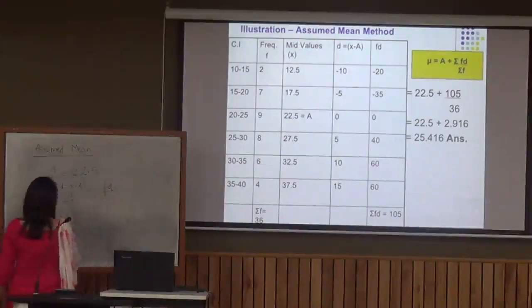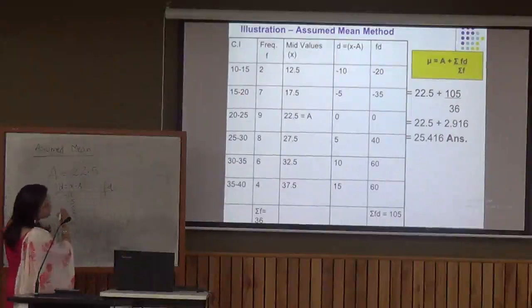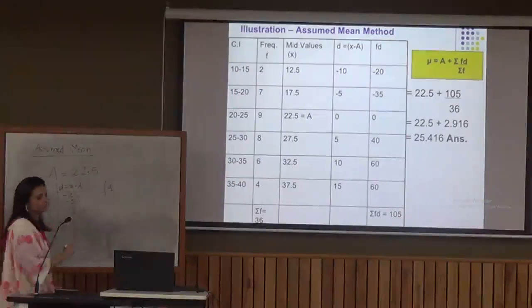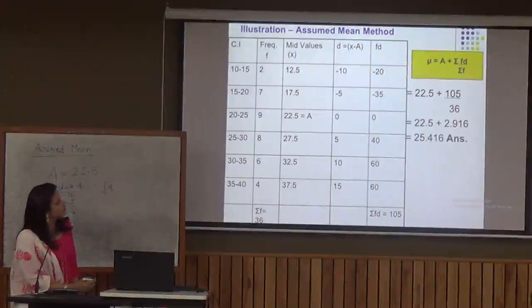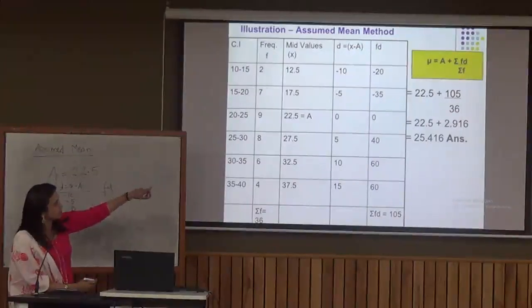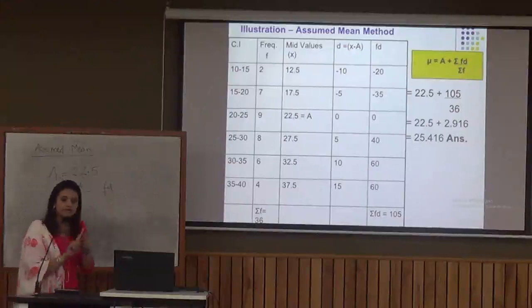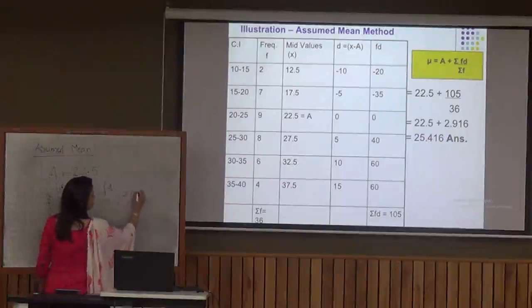d. I already had an f with the measures as 2, 7, 9, 8, 6 and 4, and then I'm going to multiply fd, right? Now once you multiply fd, you get an answer as 2 into minus 10, minus 20, minus 35, 0, 40, 60 and 60, right? Now as I said, whatever we multiply with f, that sum is to be taken up. So we have summation fd upon summation f, right?